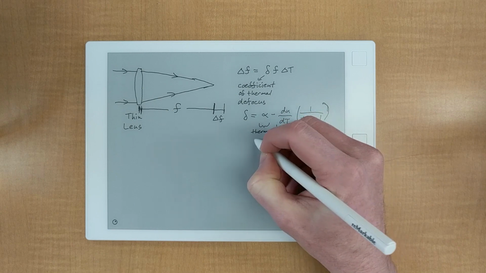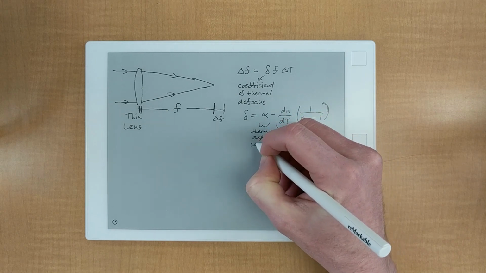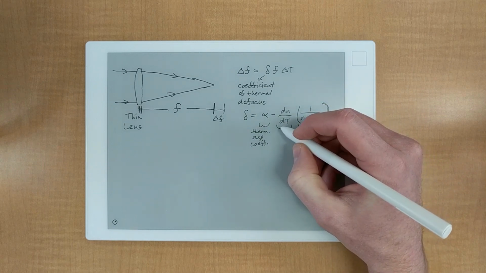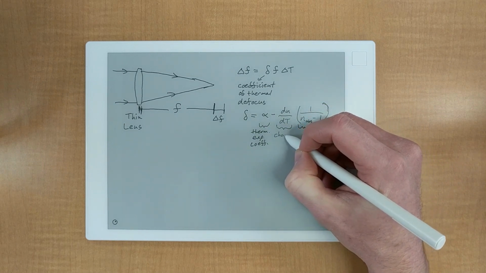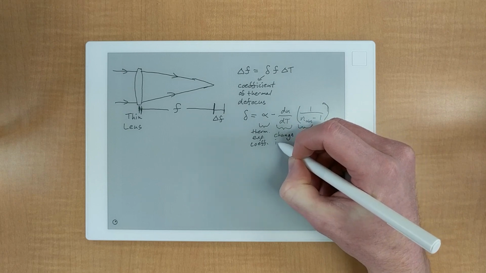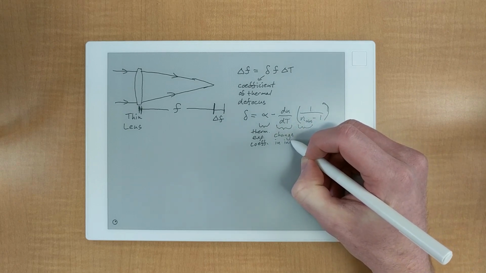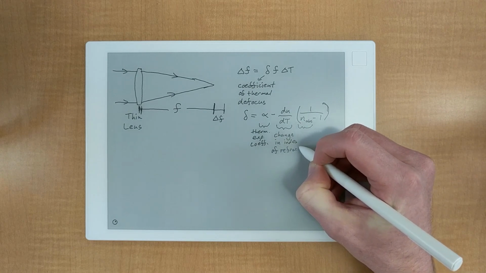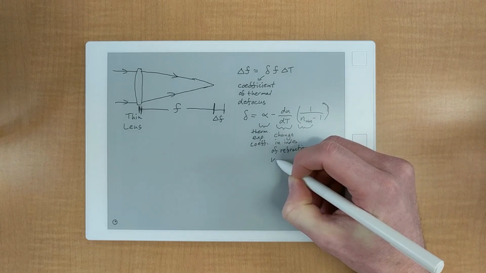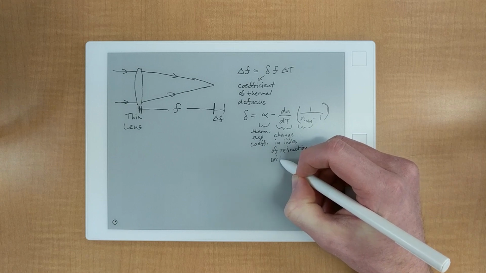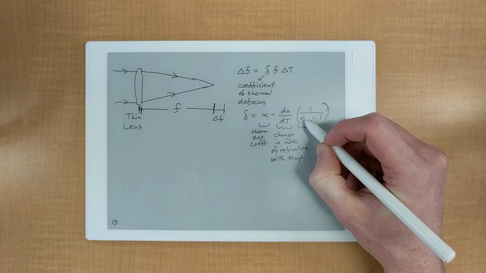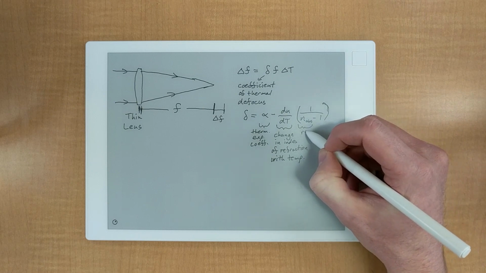So alpha is the thermal expansion coefficient, dn/dT is the change in index of refraction with temperature, and n is the refractive index.